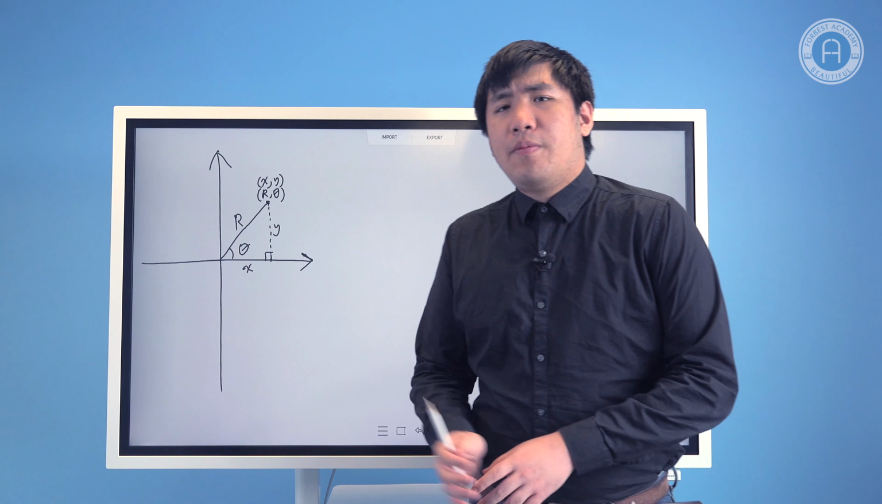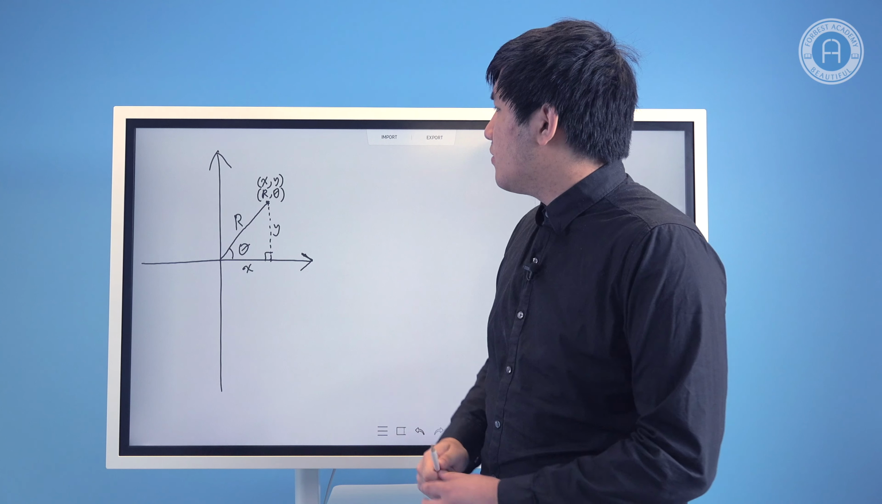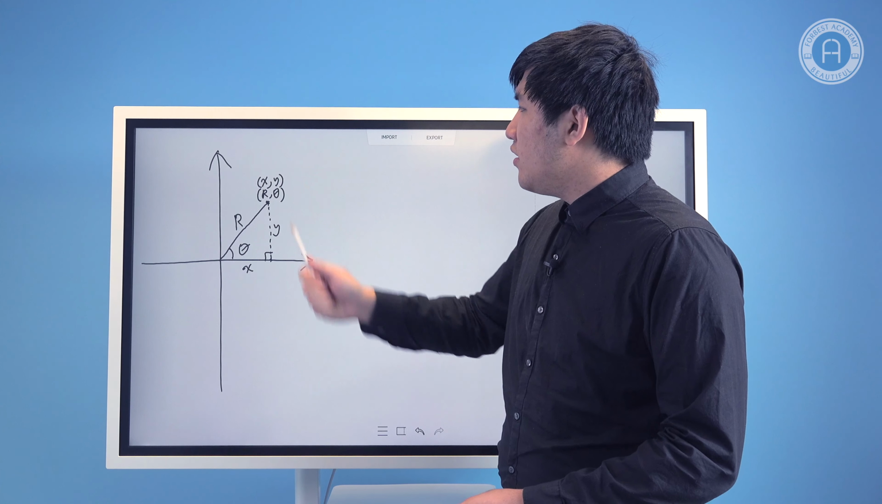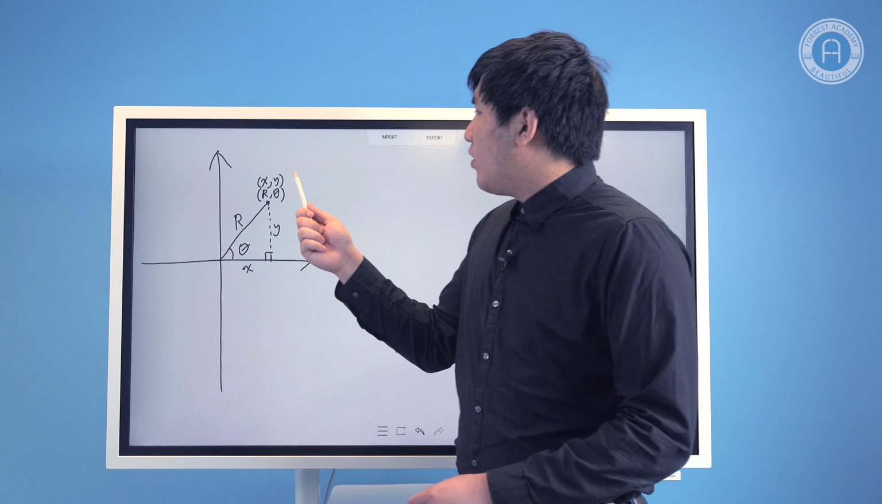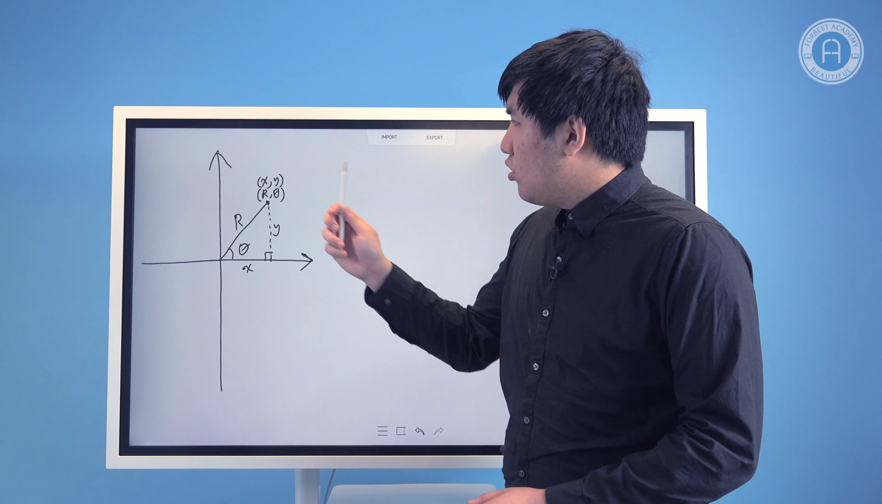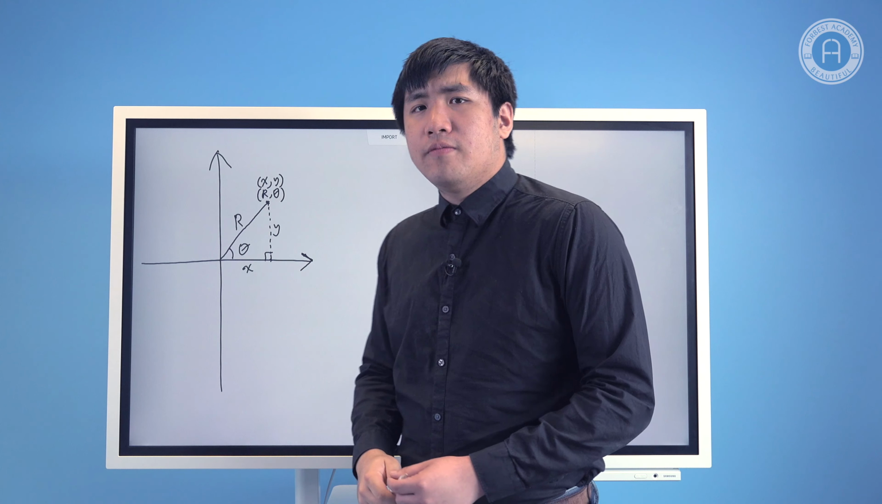Let's look at an arbitrary point on the Cartesian coordinates here. So we can label this point in two ways, either with x and y for Cartesian or r and theta for polar. Let's start with going from r and theta to x and y.